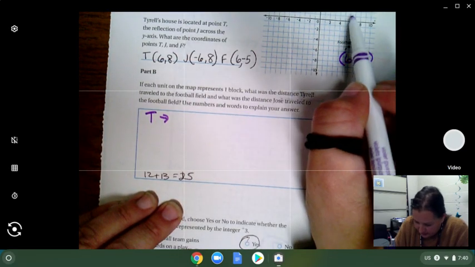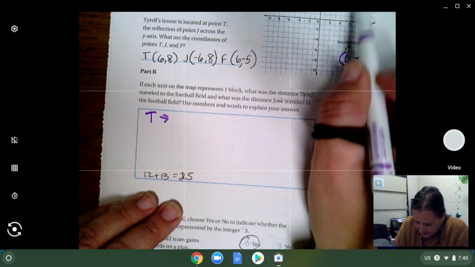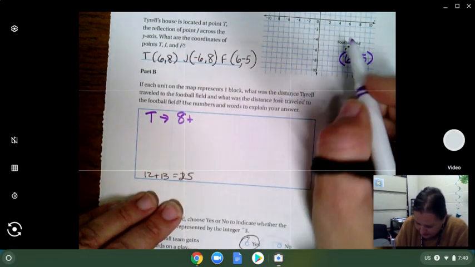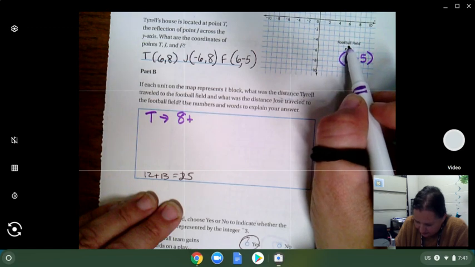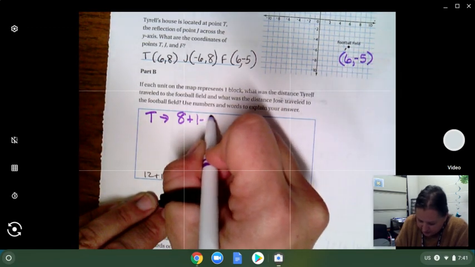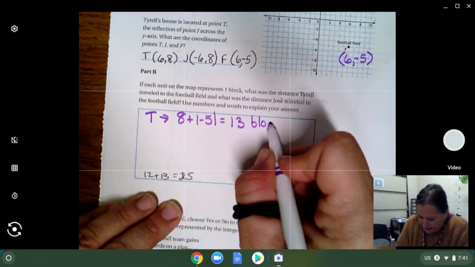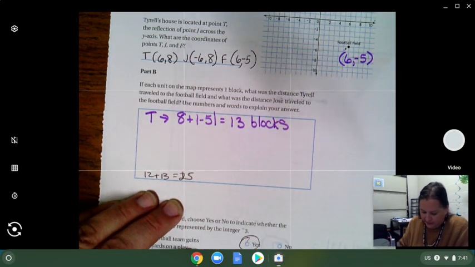Let's do Tyrell with a T. He is up here at 8. So we would go 8 blocks, getting down here to the football field was a -5. So we're going to do the absolute value of -5, which would be 13 blocks. That is what Tyrell had to travel.